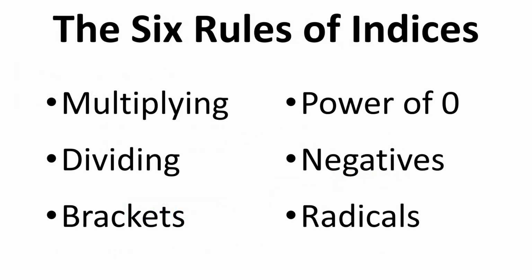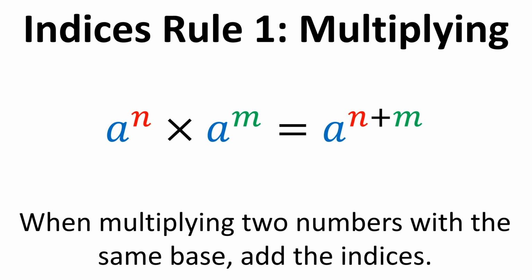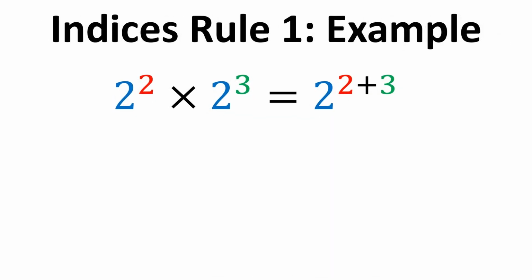So there are 6 rules of indices that we're going to look at. Rule number 1 is for multiplication. So when multiplying two numbers with the same base, we just simply add the indices. And we can exemplify this with the following example. So if we have 2 to the power of 2 times 2 to the power of 3, that just becomes 2 to the power of 2 plus 3, or rather 2 to the power of 5.